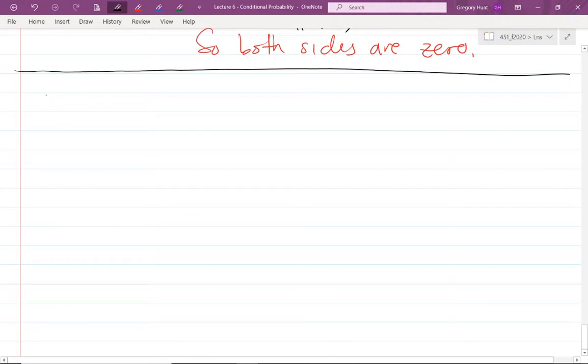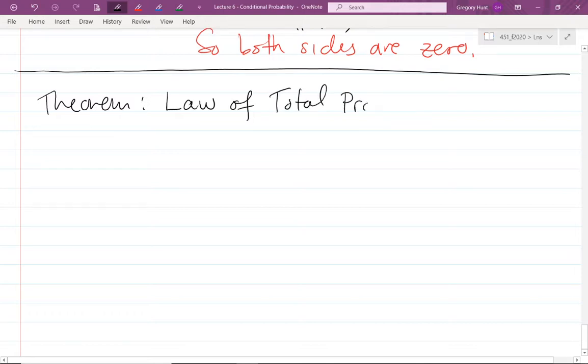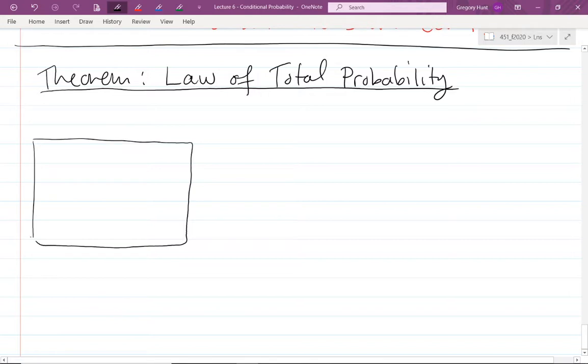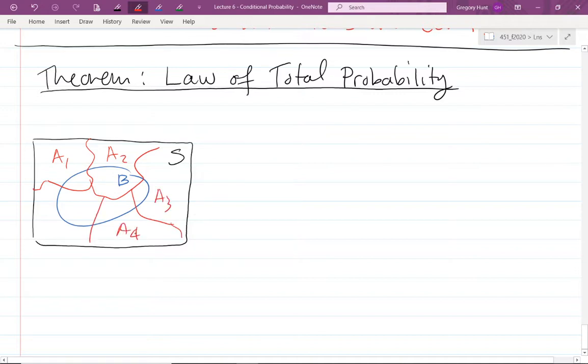Let's talk about a really important law or theorem, called the law of total probability. It's called a law because it's very important. Let's draw this pictorially. Let's say I have some event B, represented as a circle here. Then I partition my sample space, which is this black box, into a bunch of sets: A1, A2, A3, A4, and maybe A5. So I'm going to partition my sample space into some partition of A sub i.